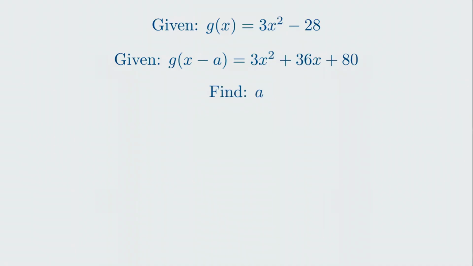The objective is to understand how horizontal shifts work in functions and to use algebraic manipulation to compare two polynomial expressions. A horizontal shift of a units means replacing every x in the original function with x minus a. Let's start by calculating g of x minus a.